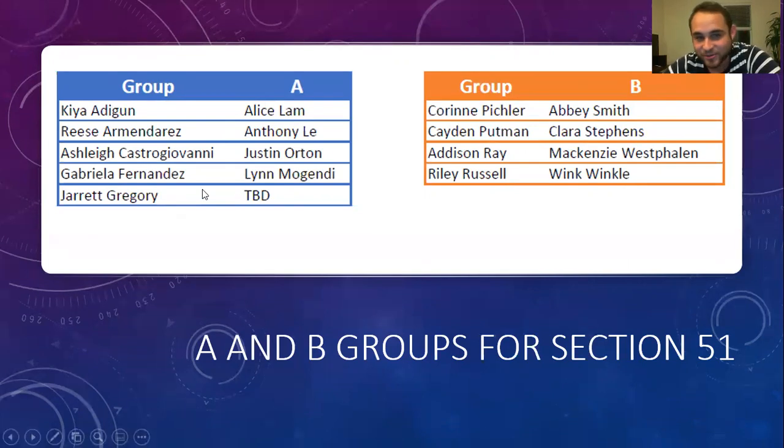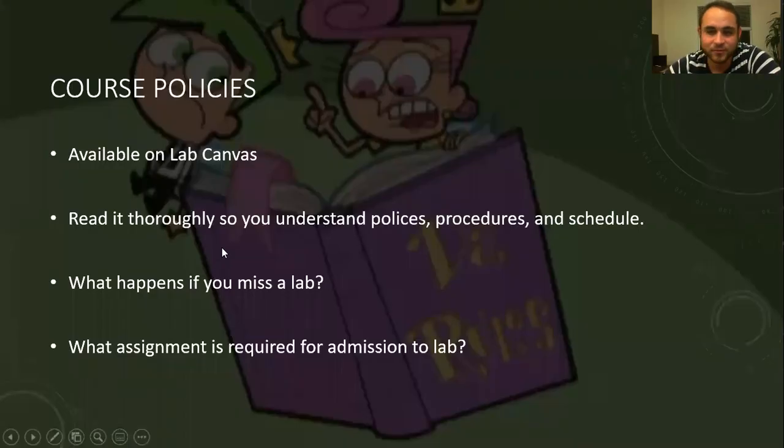I'm sorry, Jared, you still don't have a partner, but don't worry, we'll figure that out. I have a plan, so you're not going to remain partnerless for the semester. You're going to have partners. Don't worry about that. But again, sorry, Jared. If you have any questions about the schedule, just send me an email, and hopefully I'll be able to help you with that fairly easily.